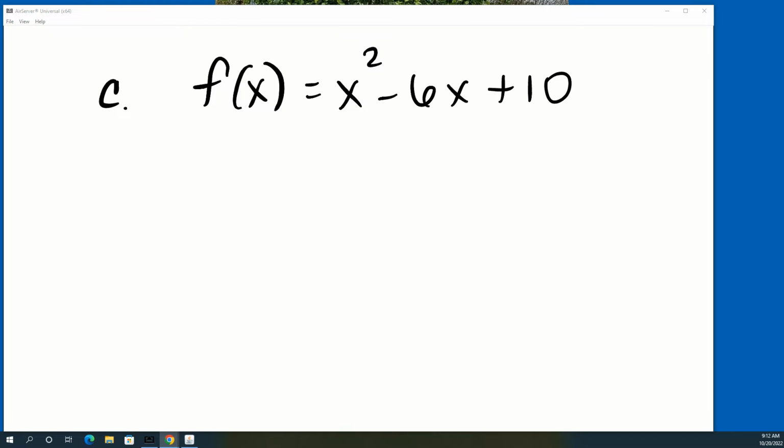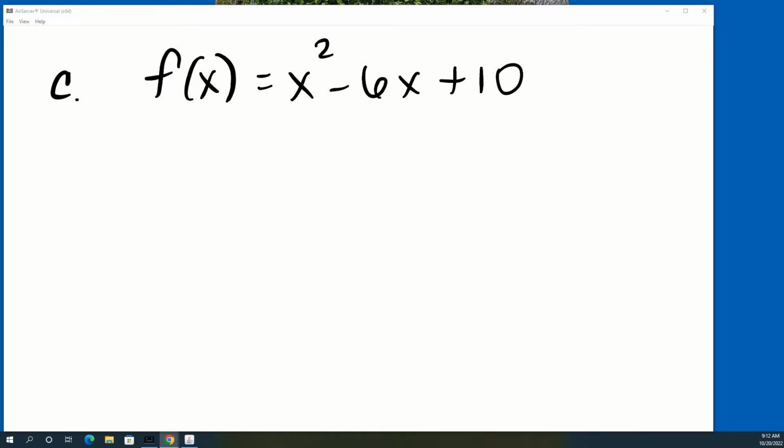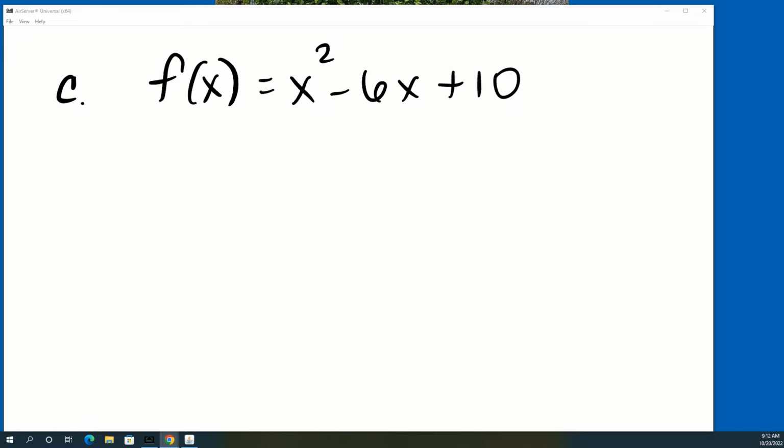Okay, so this one you could try to factor it. The only way to multiply and get 10 is going to be 10 and 1, and 5 and 2. And they would need to be the same sign. And those pairs of numbers are not going to add to give you 6. So this one won't factor.